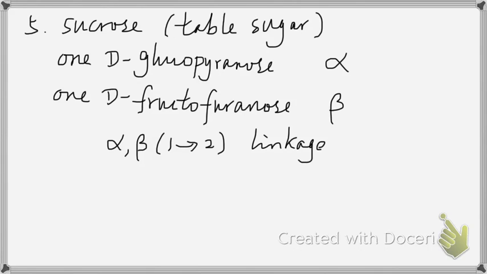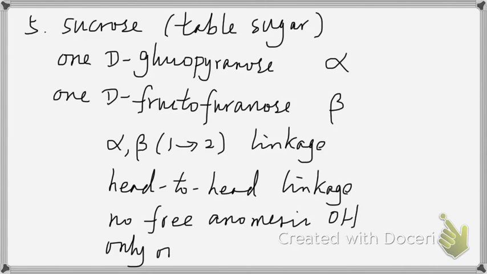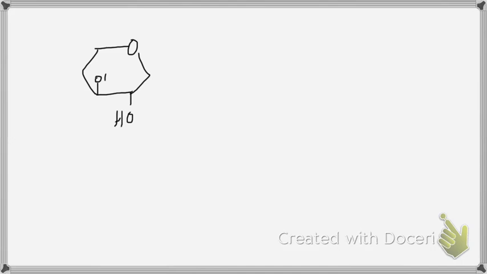So in sucrose, the 2 anomeric carbons are linked together. And this is the head-to-head linkage, unlike the ones we have just talked about. So there will be no free anomeric carbons. No free anomeric OH groups. There will be only one form, no open chain. So all the anomeric carbons in this disaccharide will be locked. Let's take a look at the structure.